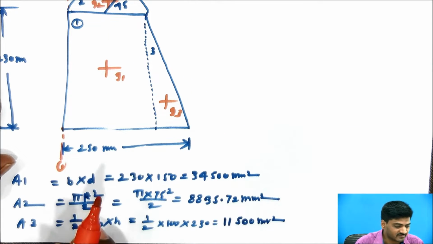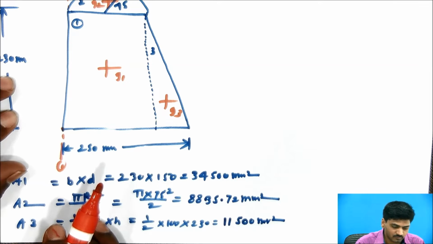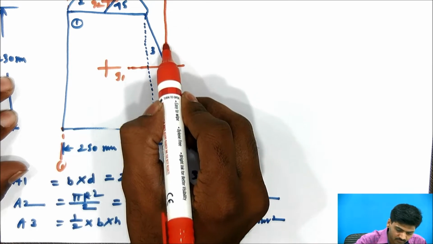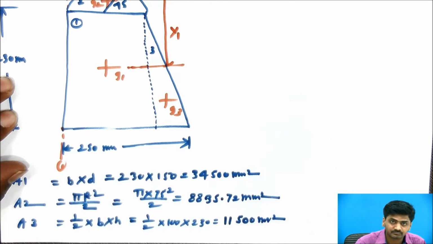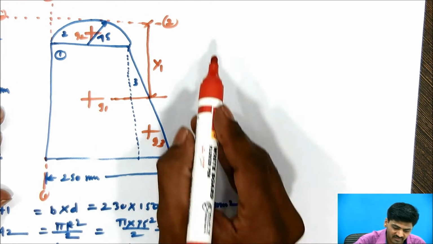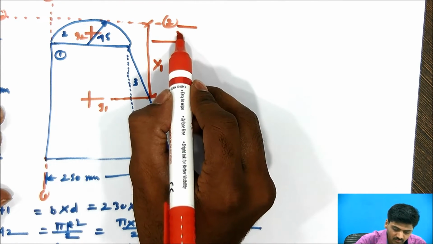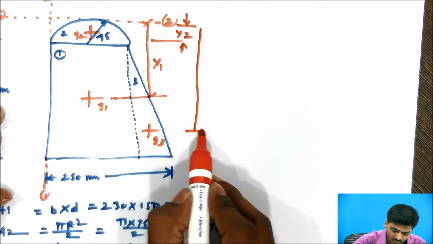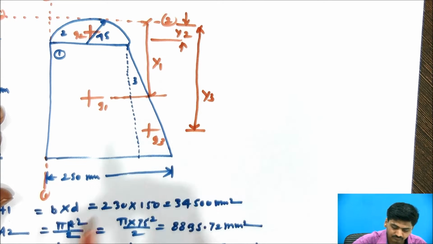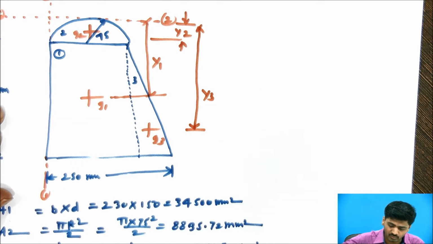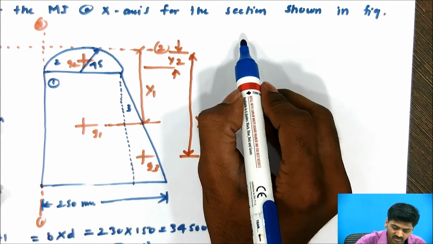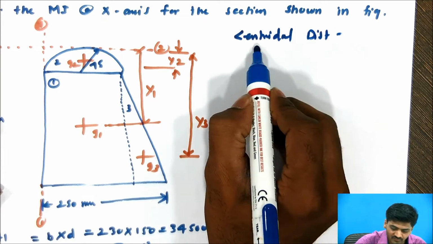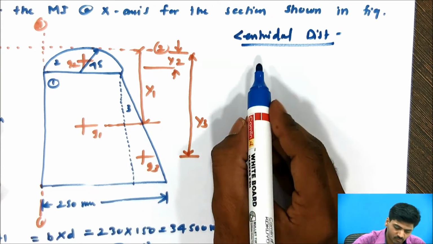Now the next part is there. You may identify the centroidal distances. So you may observe this is your y1 from a reference axis. This is your y2, and the last one, this is nothing but your y3. Okay, this is very important. You may calculate the centroidal distances. So how to calculate the centroidal distances?